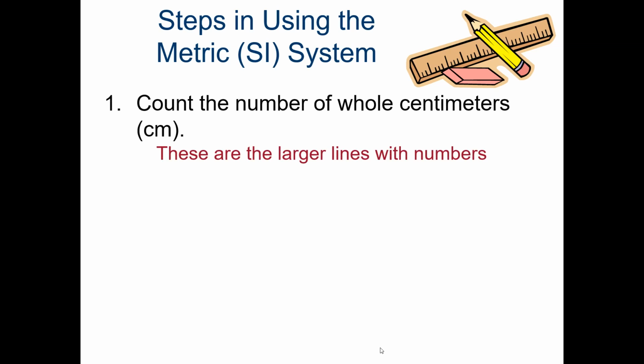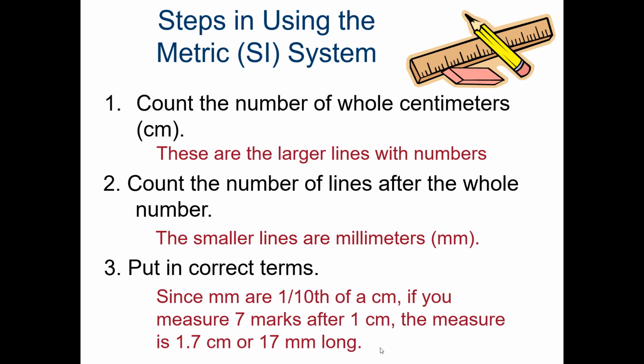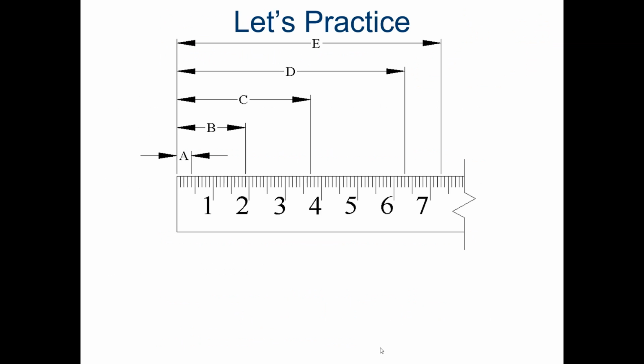Steps in using the metric system. Count the number of whole centimeters. These are the larger lines with numbers. Count the number of lines after the whole number. The smaller lines are millimeters. Put in correct terms. Since millimeters are 1/10 of a centimeter, if you measure 7 marks after 1 centimeter, the measure is 1.7 centimeters or 17 millimeters. You could label it either way, but you have to make sure you have the right label for how you wrote it. Okay, see how that works? 1.7 centimeters is 17 millimeters.